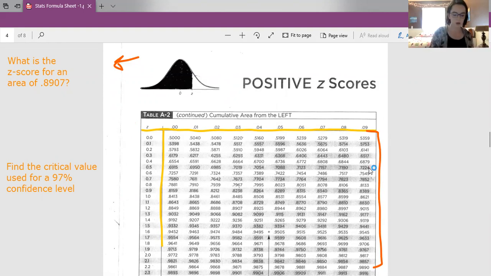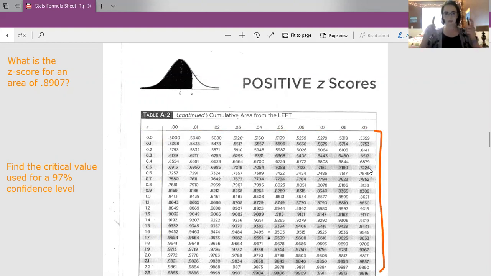So how would we work backwards? Because the body of the table gives us an area, what we can do is look inside the middle section for this number, 0.8907. So let's do that. If we look through, we find 0.8907 perfectly right there.